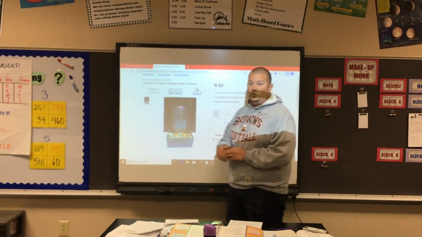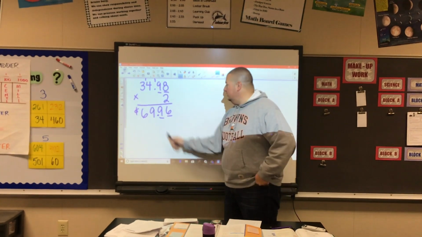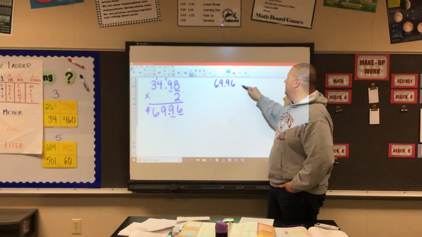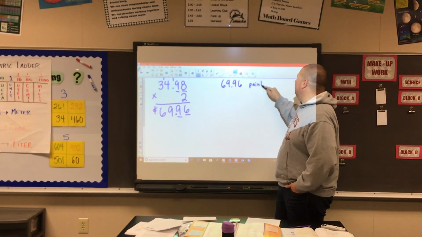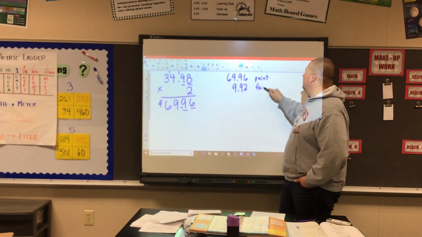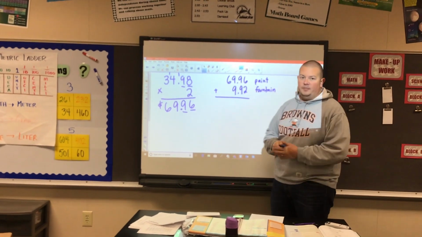The tabletop fountain, on the other hand, is just a single item, no multiplication necessary, $9.92. I'm going to be happy with just 1 of those. So I need to find my total cost. $69.96 is how much I'm going to spend on the paint, and $9.92 is what I'm spending on the fountain. We're trying to find the total amount of money it's going to cost to buy these 2 items.